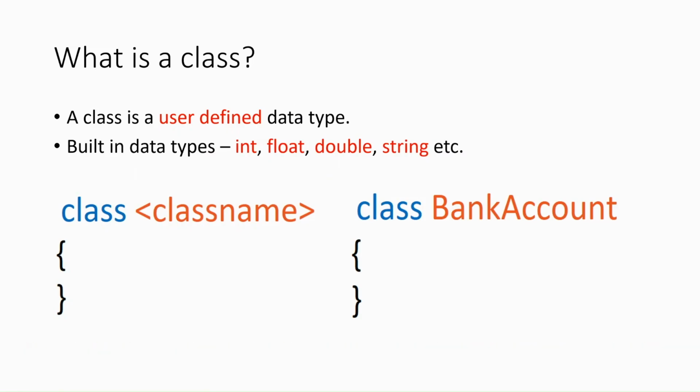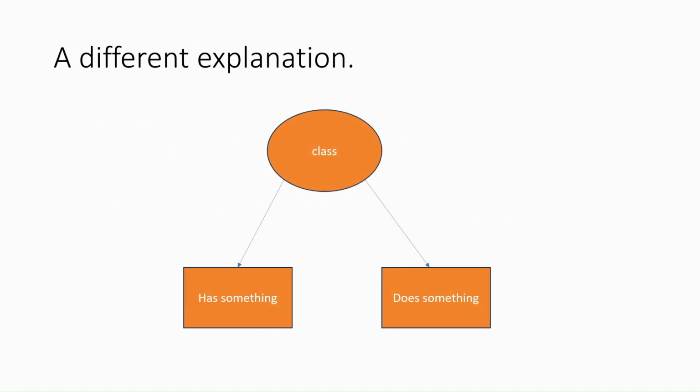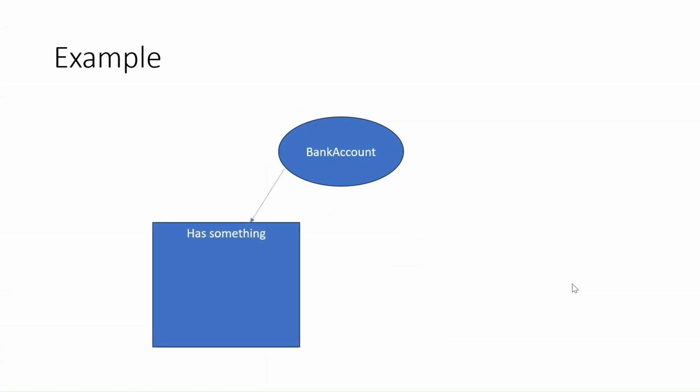Okay, so now let me explain this class in a different way. A class has something and it does something. Okay, wait. So what do you mean by that? Let me explain this with an example. Let's take the BankAccount class as an example. The BankAccount class has something. It means that it represents the state or characteristics of an object. BankAccount class might have attributes like account number, balance, and so on. These are the data members of the class.